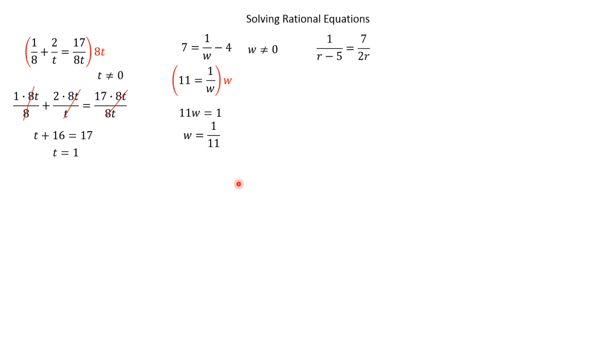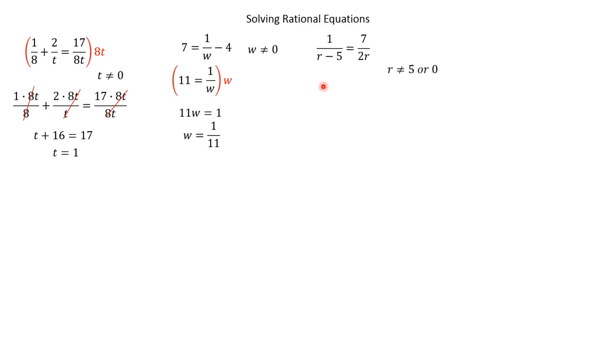Let's look at another one. We're just going to look through a few examples here because it's solving, it's computational. Here we have 1 over r minus 5 equals 7 over 2r. And we need to first figure out what r can't equal. Well, over here, r can't equal 5, because that's what would make it 0. And here, r can't equal 0, so r can't equal 5 or 0.